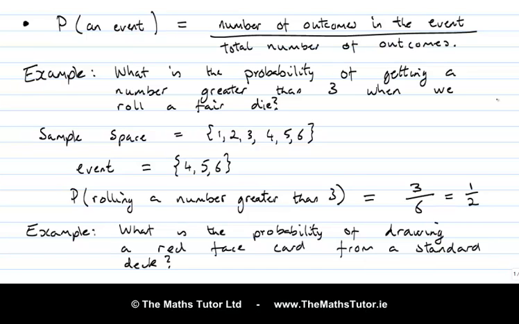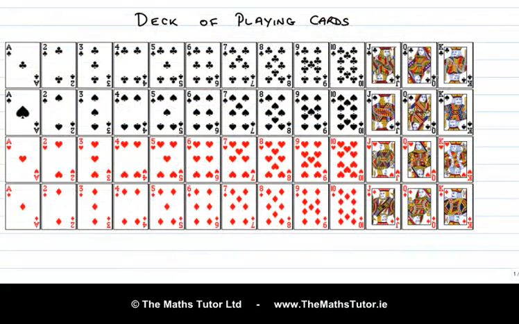So in this example, we're asked to find the probability of drawing a red face card from a standard 52 card deck. So let's look at our sample space. Remember, the sample space is this standard 52 card deck here, and all of these outcomes are equally likely when we draw a card. So we have 52 equally likely outcomes, and how many are in the event that we're interested in? Well, the event that we're interested in is the event of drawing a red face card.